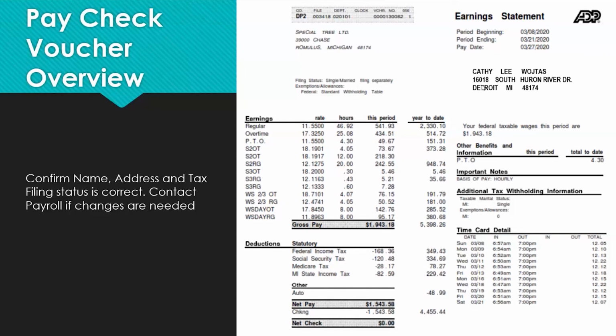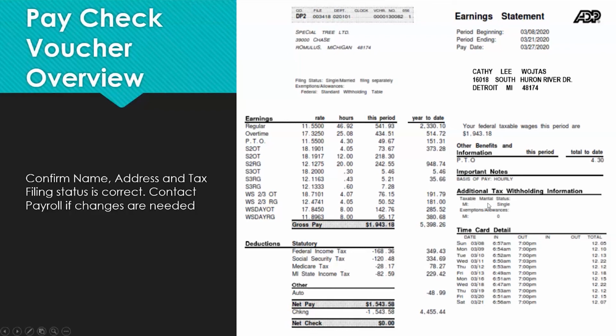We also want you to check your tax filing status is correct. That's usually right here to the left of your name for your federal. And if it's not showing here, you can look on the right side underneath additional tax withholding information. That will show your state and your local taxes as well if you are qualifying for those.